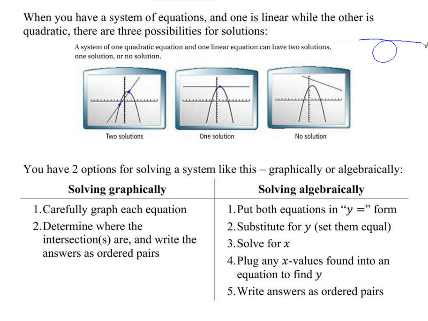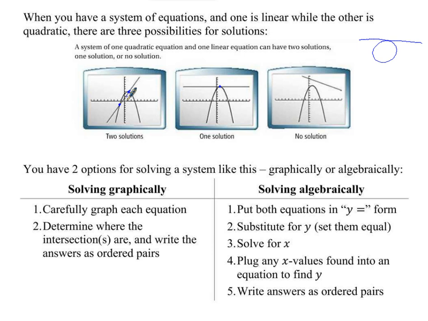It's a tangent, that's right. So in this case, the line would be tangent to the parabola. Same idea. And finally here, the line does not cross the parabola in any way. They don't touch at all, which is possible in this situation. So in that case, then there'd be no solution.